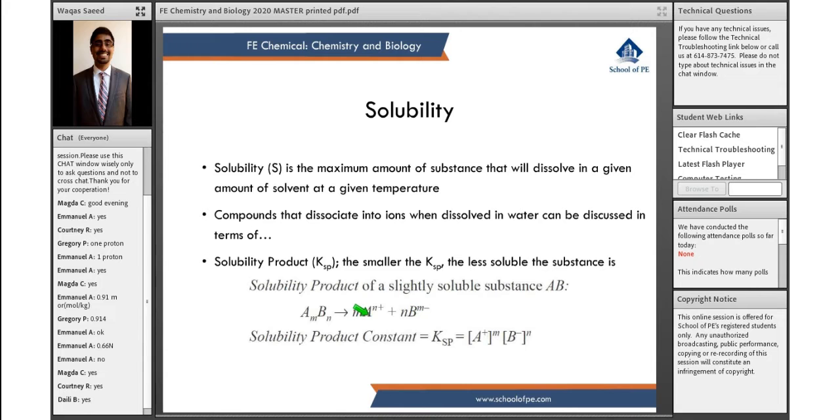So once you determine these A plus and B minus concentrations, you can plug those into this formula to find your KSP value. If we remember, brackets represent molar concentration, moles per liter. So the molar concentration of A plus ions raised to the M power times the molar concentration of B minus ions raised to the N power gives you your KSP value. Your KSP is unitless, just like your K sub C and K sub P we went through yesterday.